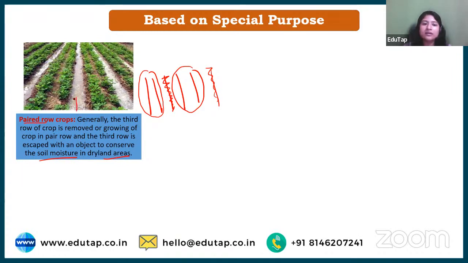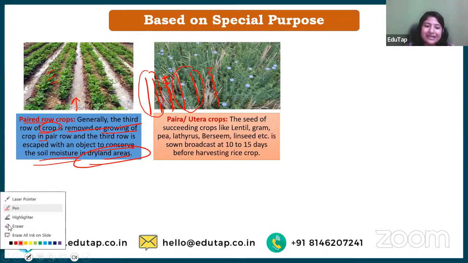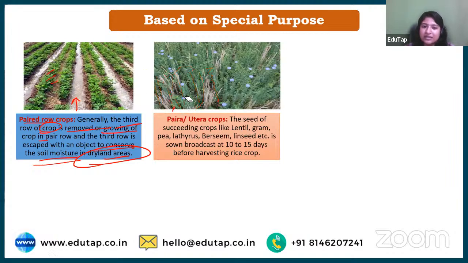So now the water that is being run through the furrow will actually be utilized for two rows. Generally the third row of the crop is removed, and it is done to conserve the soil moisture in dryland areas. I hope you understand the difference. Next we have paira crops, also known as relay cropping. It has been asked in one of your previous year questions. Okay, what does relay mean?